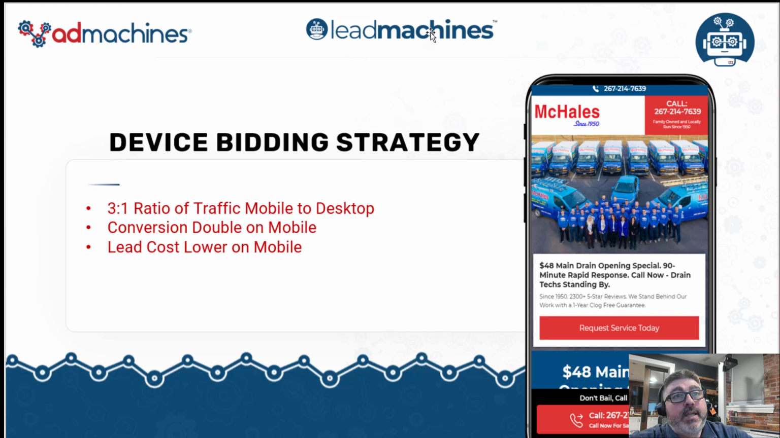Now we're going to take a look at your device strategy. We're certainly going to spend more on mobile. I run a lot of mobile-only campaigns, so we're only advertising on mobile. 3 to 1 ratio of traffic from mobile to desktop. This is nationwide. So when I give you these numbers, I'm looking at all of my drain cleaning companies as a whole. 3 to 1 ratio of traffic, mobile to desktop. That basically means, for every one person searching on desktop, there's 3 people on a mobile device.